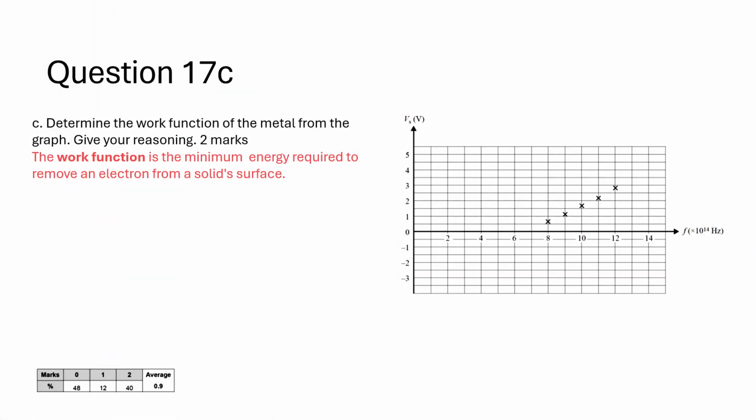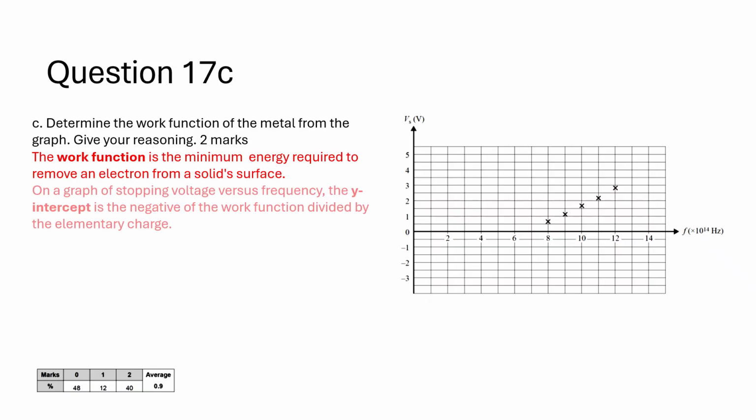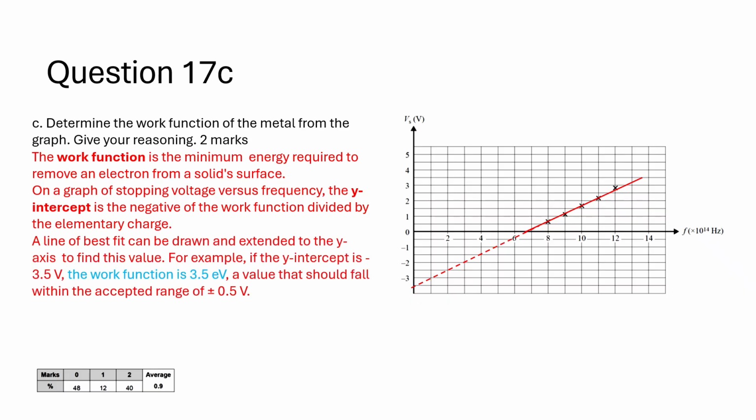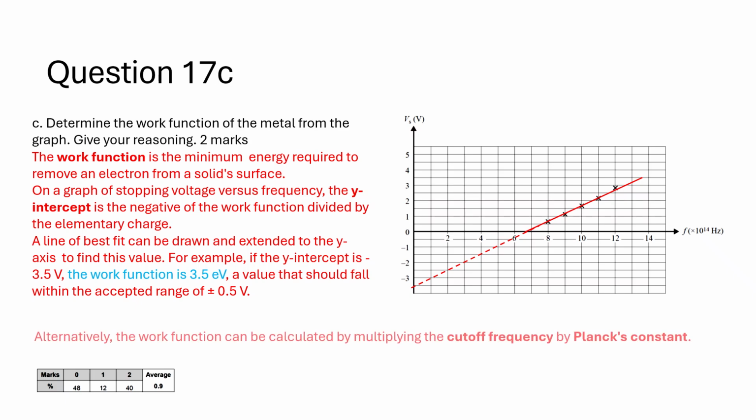The work function is the minimum energy required to remove an electron from a solid surface. On a graph of stopping voltage versus frequency, the y-intercept is the negative of the work function divided by the elementary charge. A line of best fit can be drawn and extended to the y-axis to find this value. For example, if the y-intercept is minus 3.5 V, the work function is 3.5 eV, a value that should fall within the accepted range of plus or minus 0.5 V. Alternatively, the work function can be calculated by multiplying the cutoff frequency by Planck's constant.